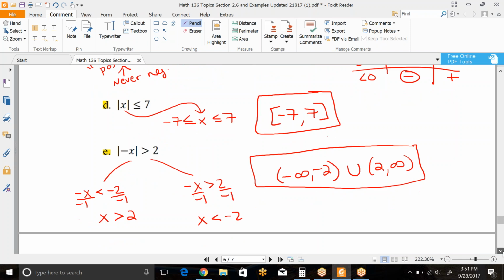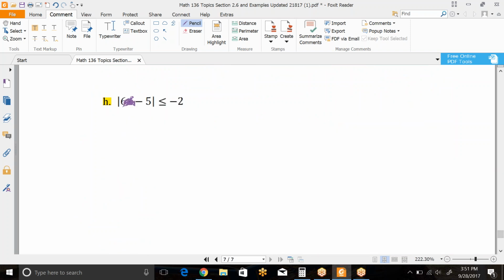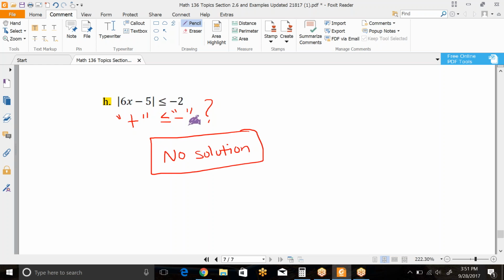Now, I can't remember if I did this one in both classes, so I'm going to make sure we talk about it. If you have an absolute value, that is always going to be something that comes out positive. An absolute value that is positive can never be less than a negative. A positive can never be less than a negative, so this is no solution. Positive can also not equal a negative since there's the equal to sign.